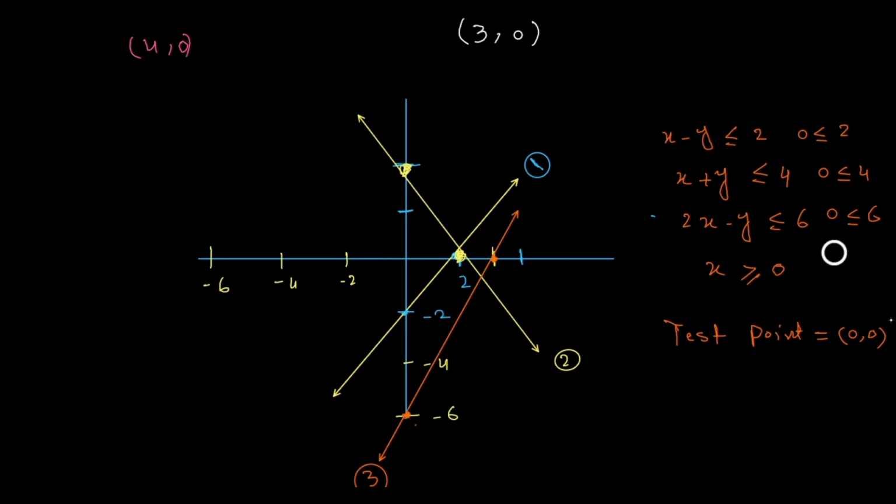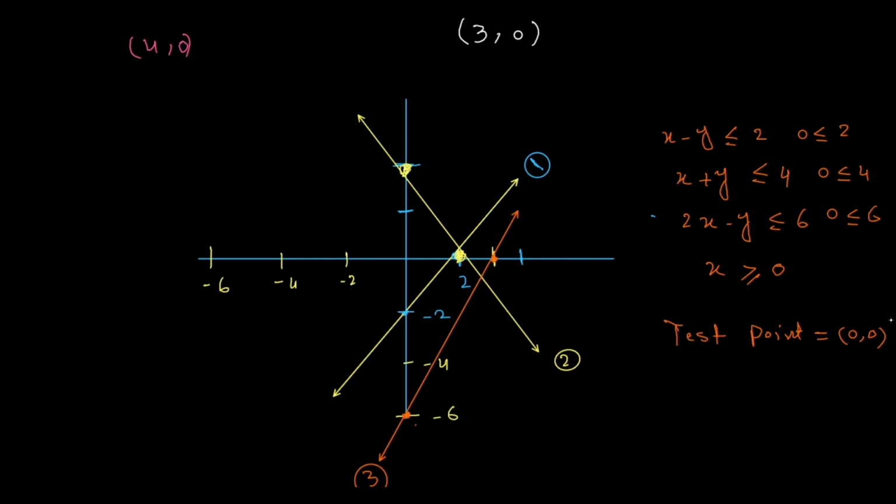So the solution of these three lines, the first line, second line and third line, is towards the origin, because they are satisfying the origin.